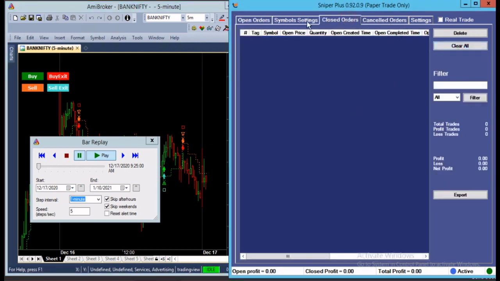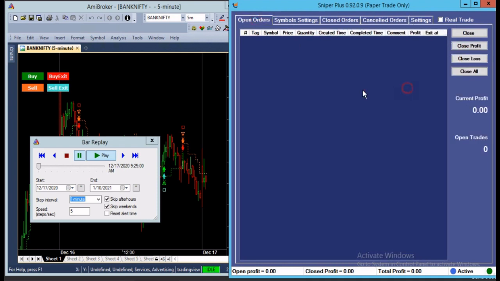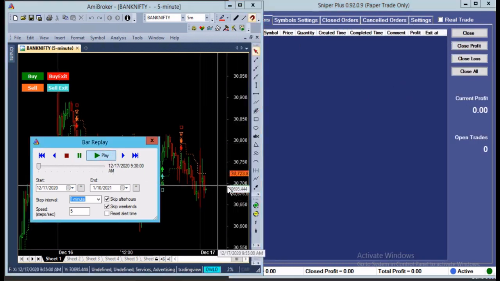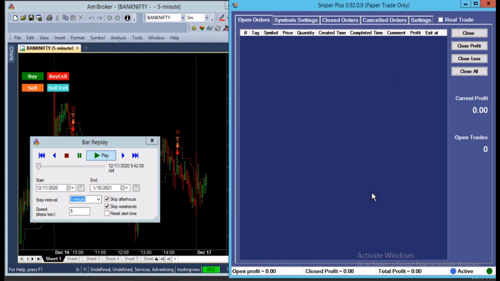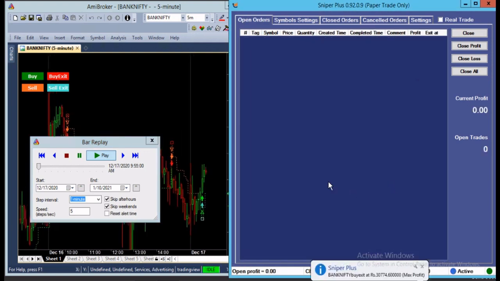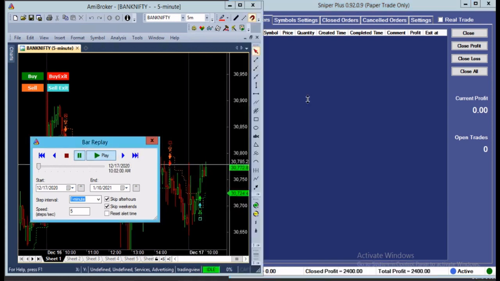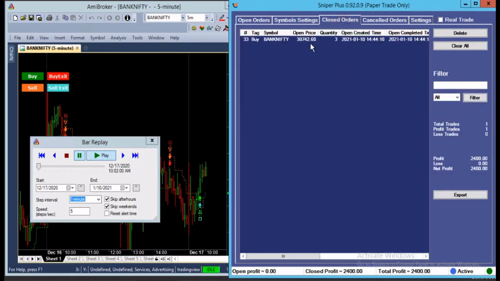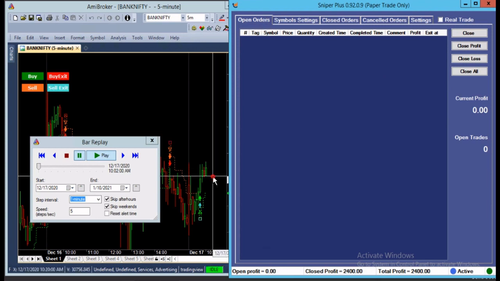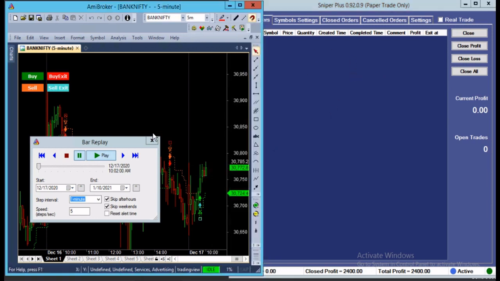Now come to Sniper Plus. Before that we need to clear, so come to Sniper Plus. So next come to the chart, play. Now we got a buy and the maximum profit, I think it's got achieved. Yes, it's got achieved. The maximum close price is here, and here the profit is 2400. The maximum profit we have written is 2000 and the profit we got is 2400. That is, it will be 2000 or more than 2000.